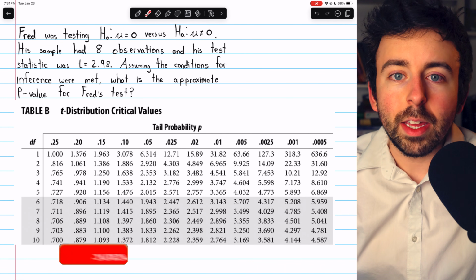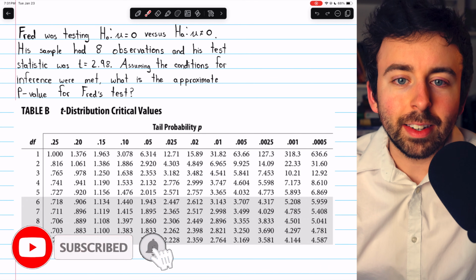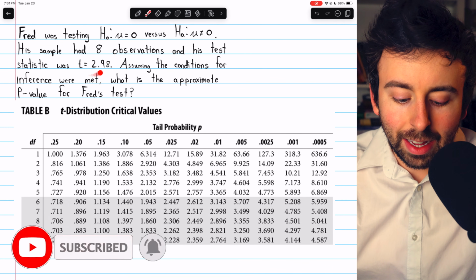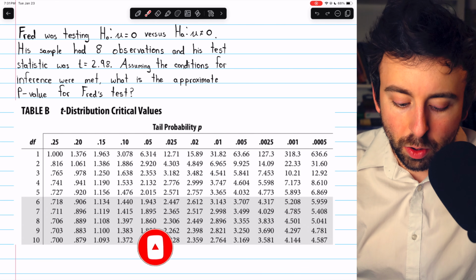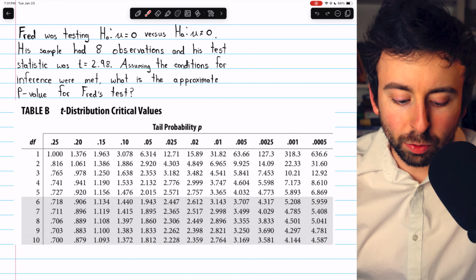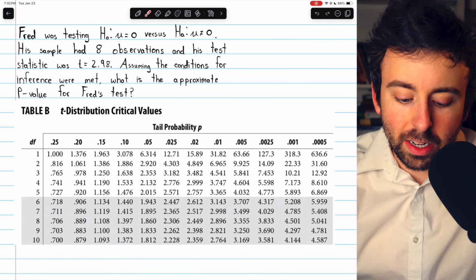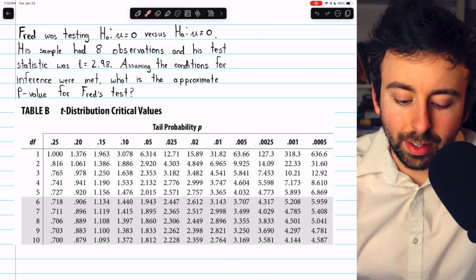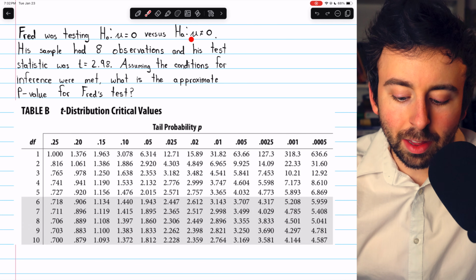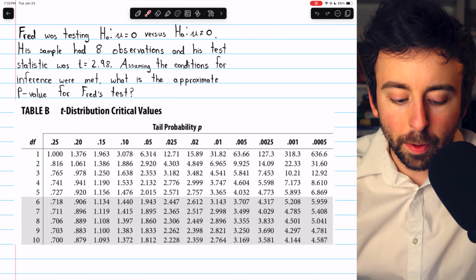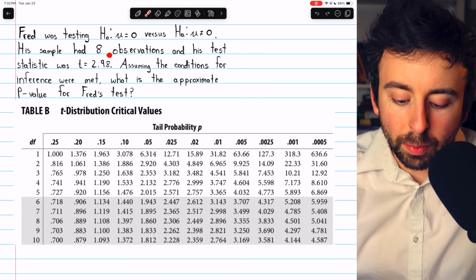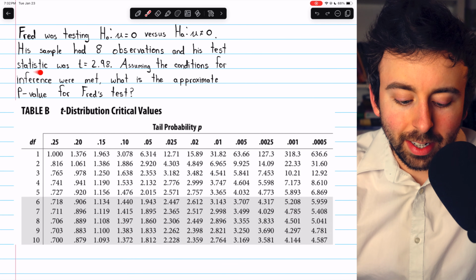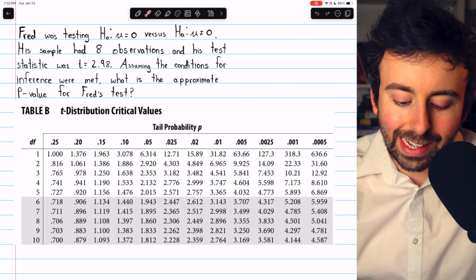We're going to find the p-value for a hypothesis test from the t-test statistic. We'll do this using this table. Let's read it. Fred was testing the null hypothesis that the mean equals 0 versus the alternative hypothesis that the mean is different from 0. His sample had 8 observations, and his test statistic was t equals 2.98.